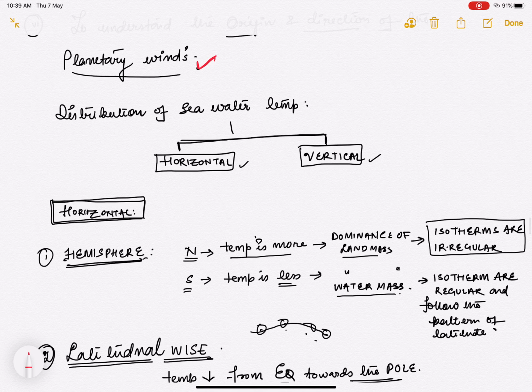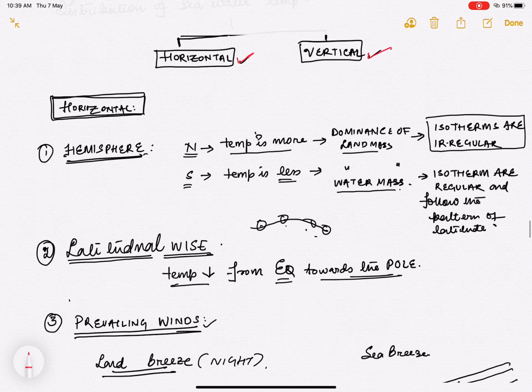Next, distribution of seawater temperature, in horizontal and vertical context. Within the horizontal context itself, first let's take into account the northern hemisphere and the southern hemisphere. Within the northern hemisphere, the temperature is more because of the dominance of the landscape. Within the southern hemisphere, the temperature is less because of the dominance of the water mass. If you do not know what I am talking about, just look into the map and you will see that in the northern hemisphere there is more land mass than the southern hemisphere, and that determines your temperature.